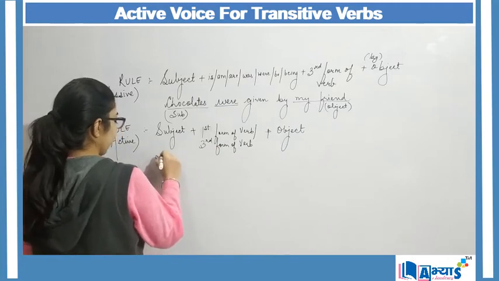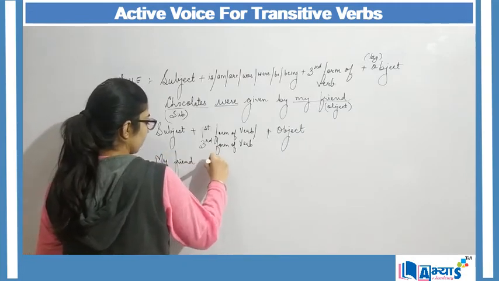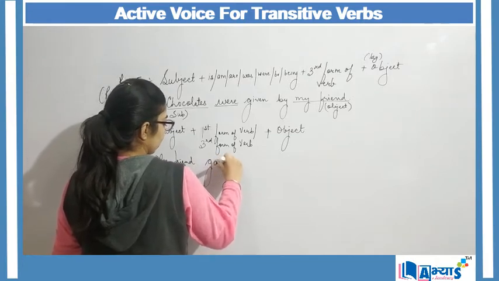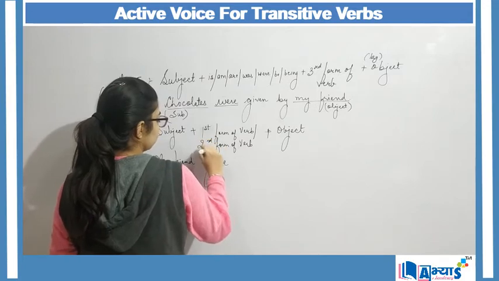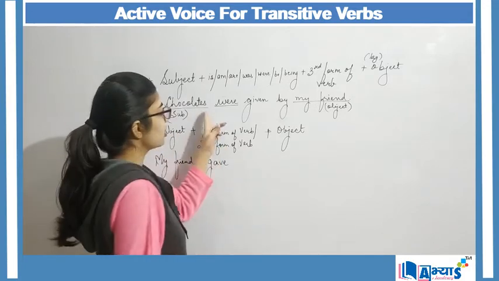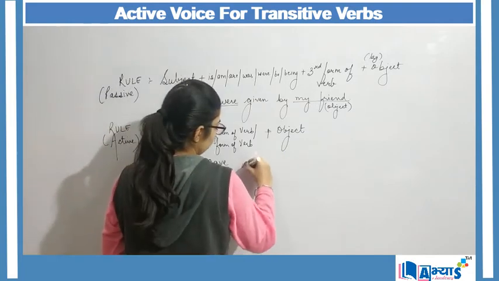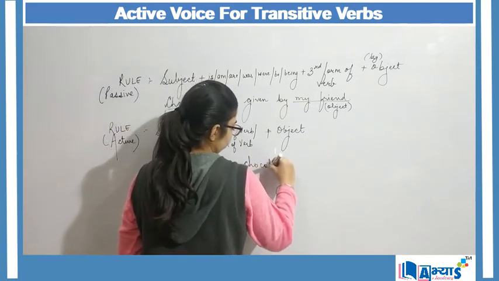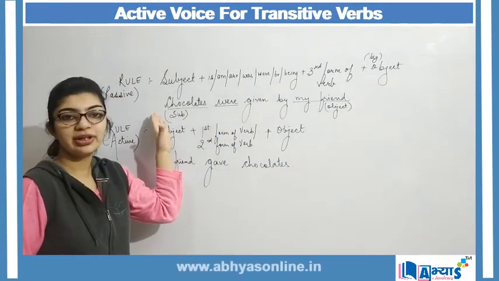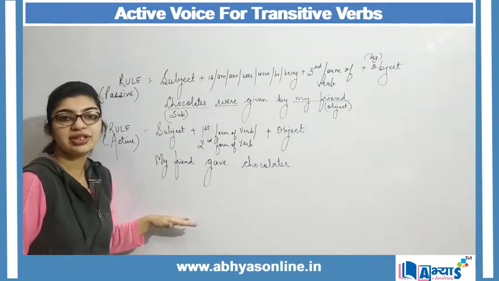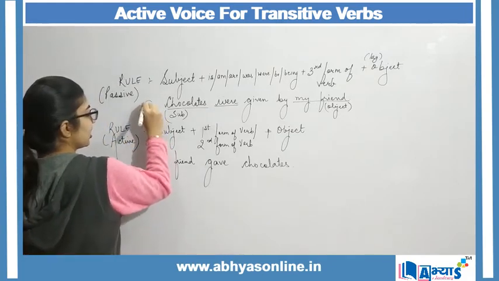Now my subject I told will be my friend. So I'll say my friend gave, second form. Chocolates were given by my friend. My friend gave chocolates. So in this way, I have converted a passive sentence to an active sentence with transitive verbs. Now this was the first example.